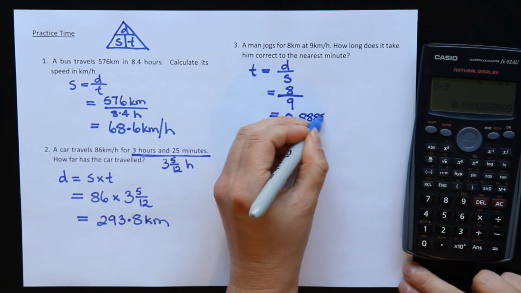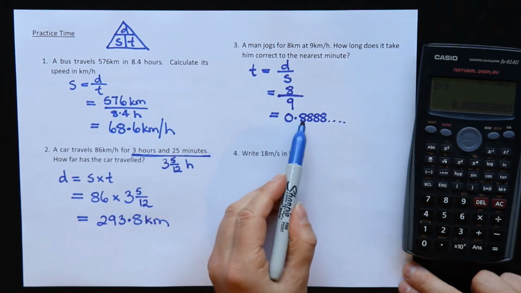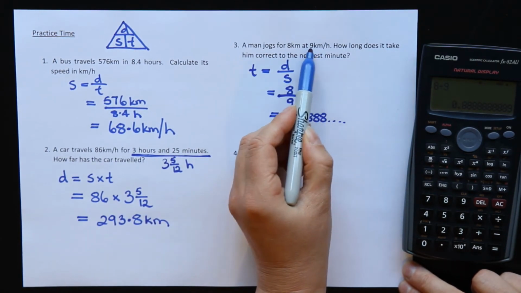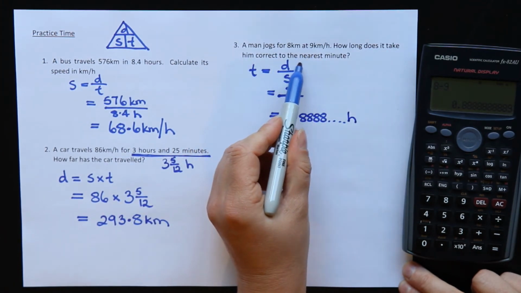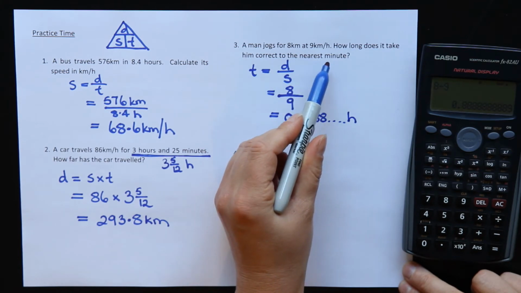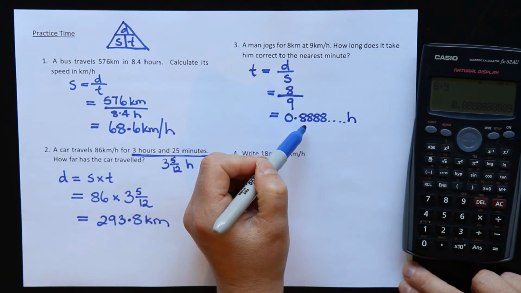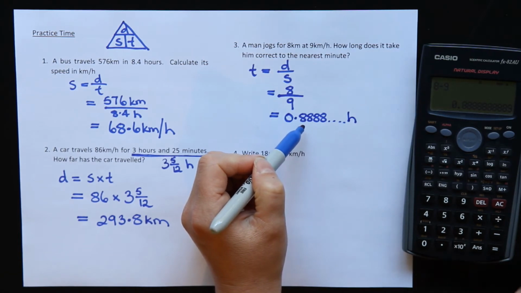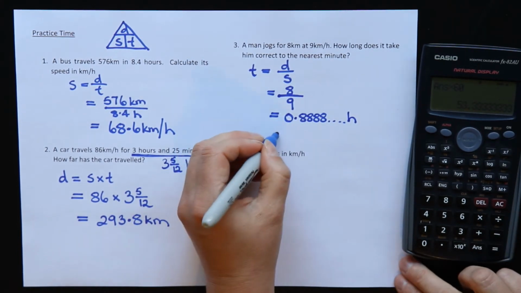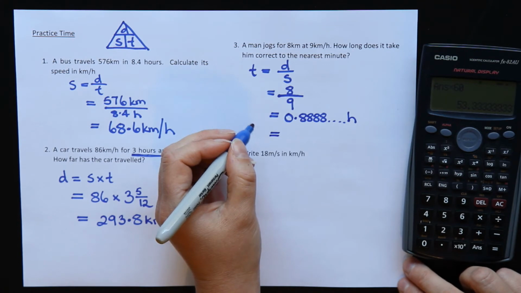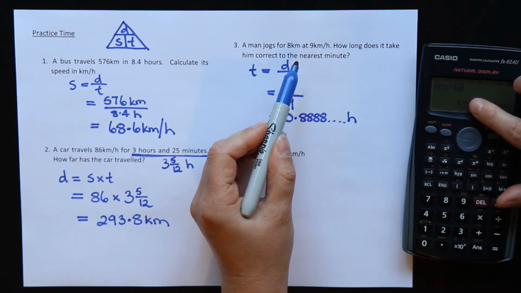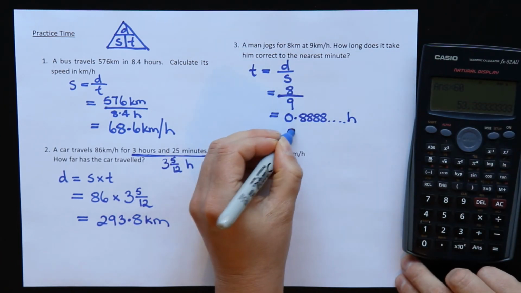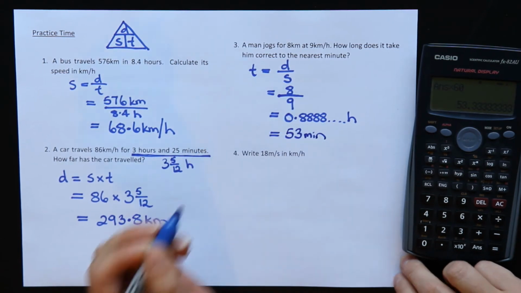Now, I'm not going to round it yet because that will keep going. This is actually in hours because hours is the unit in my speed here. The question actually asks for the time to the nearest minute. So let's change this to be in minutes. To change hours into minutes, there is 60 minutes in an hour, so we times it by 60, and that gives us 53.333. But it said the nearest minute, so because that 3 is less than a 5, we're just going to cut that off there. So it would be 53 minutes to the nearest minute.